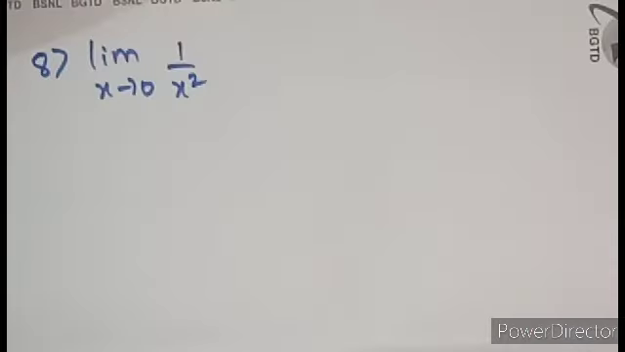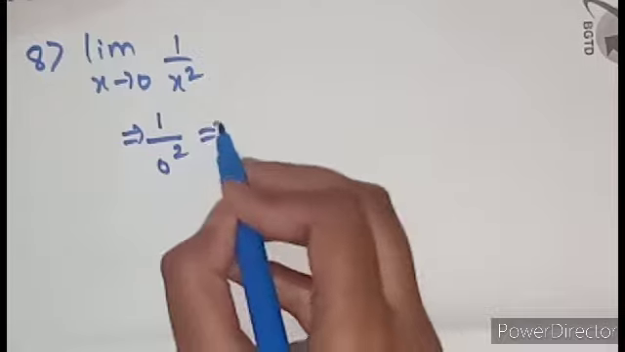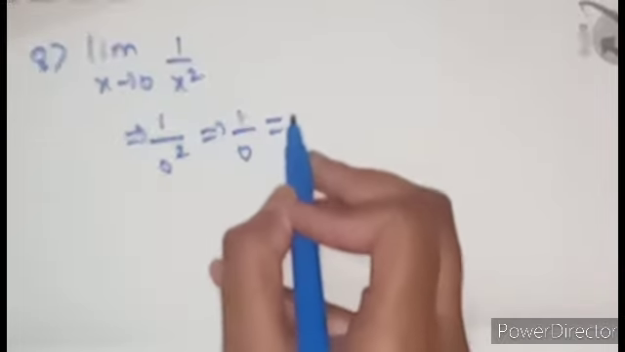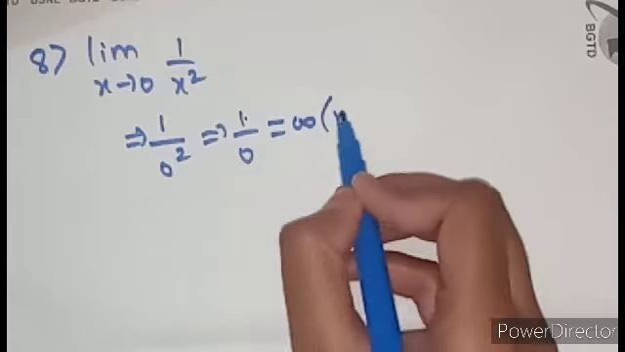So let's move on to the 8th question. Limit x tends to 0, 1 upon x square. Here x is tending to 0, so put 0 in place of x. 1 as it is, 0 square. 0 square is 0. 1 upon 0 is infinity. We will call this infinity undefined, so this is not defined.